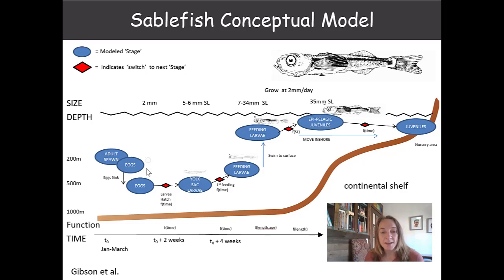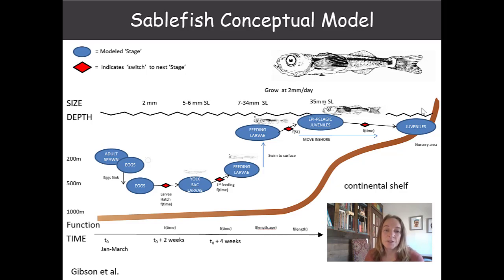Literature suggests that the eggs sink even deeper. They stay down there until they hatch into yolk sac larvae, at which point they begin to migrate up into the water column, where they become feeding larvae, and you can see that they're growing all this time. I'm expecting my feeding larvae to maybe be up to about 34 millimeters standard length. At some point they transition into epipelagic juvenile larvae, and eventually they move onshore and settle in shallow nursery habitats in the Gulf of Alaska.